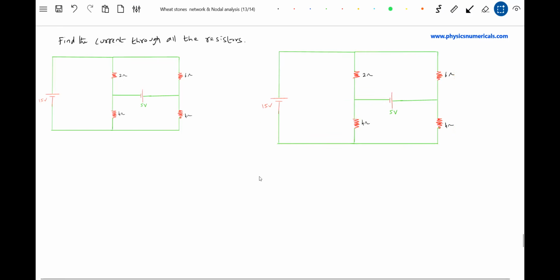Okay, let me define the potential. So this will be plus 15 volt. I'll define this as 0 volt. So this should be 0.